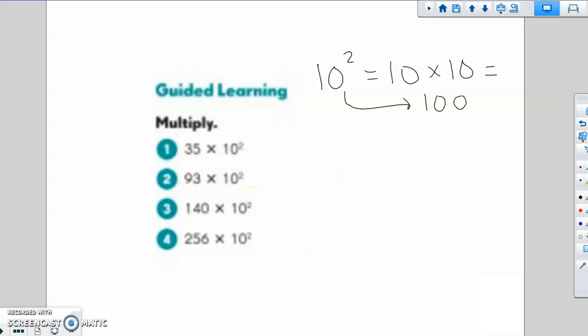So whenever I see 10 to the second power, I am really multiplying a number by 100. So all of these problems are 10 to the second power. I am just going to multiply each one by 100. So 35 times 10 to the second power, or times 100, just like we did the other day, I'm going to write down my first factor. There are 2 zeros in 100, so I'm going to put 2 zeros in my product. My answer is 3,500. I'm going to have you pause the video right now, answer numbers 2 through 4, and then fill them in the question that is going to come right up.